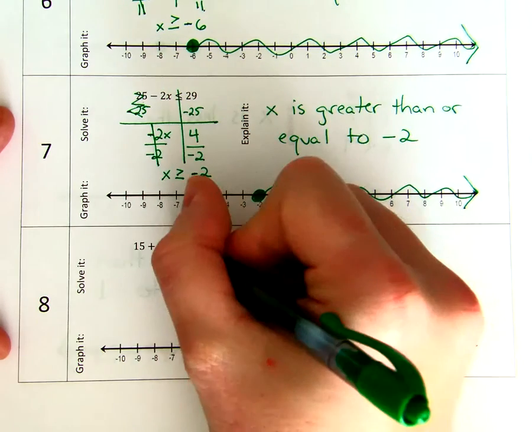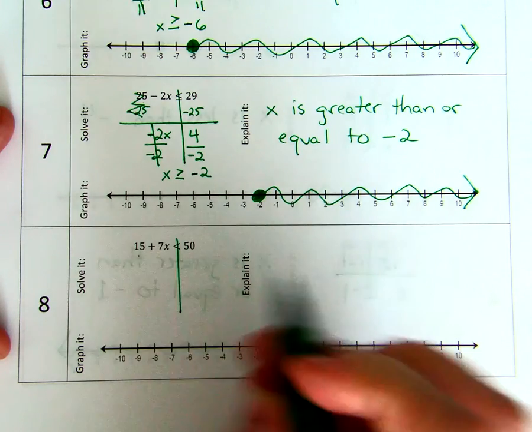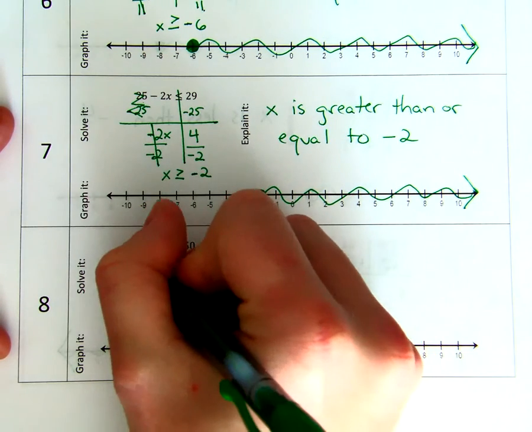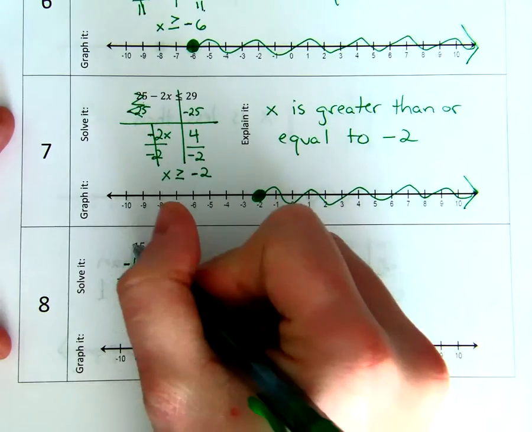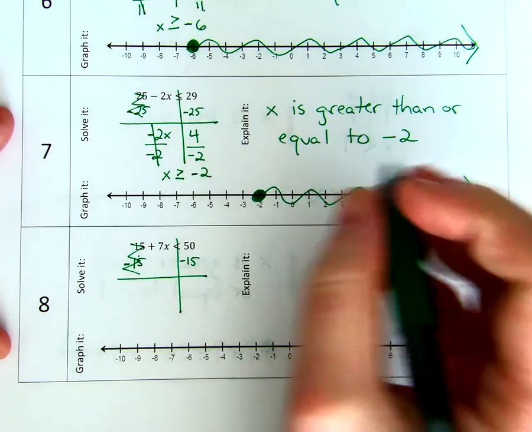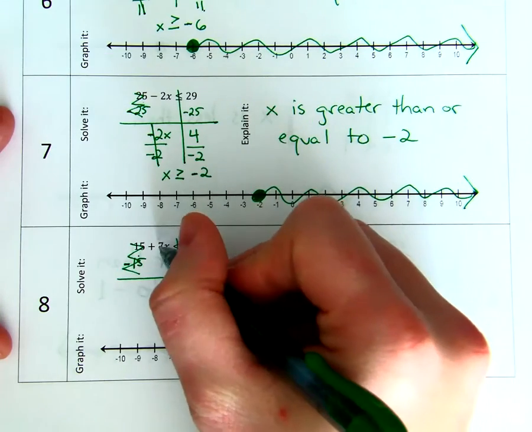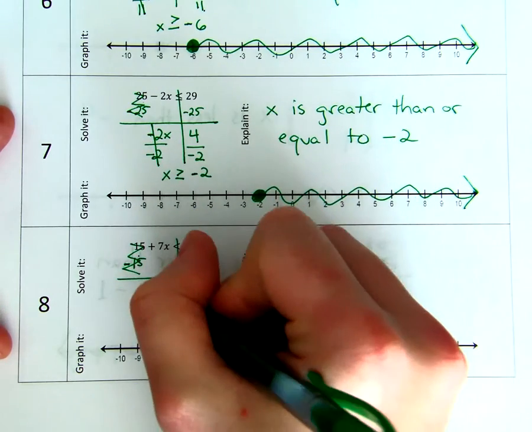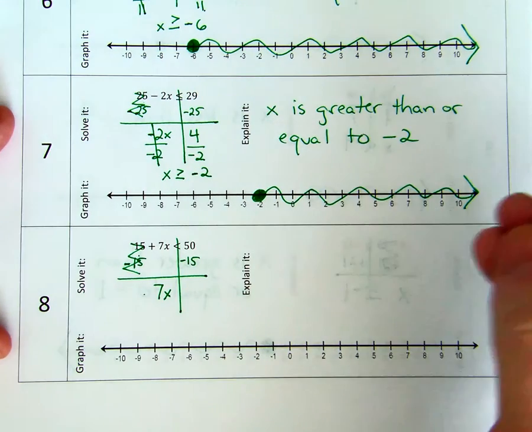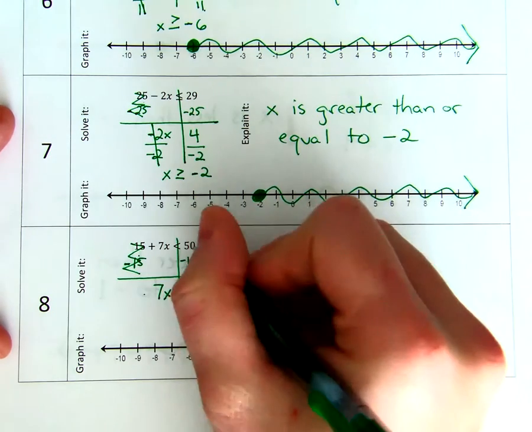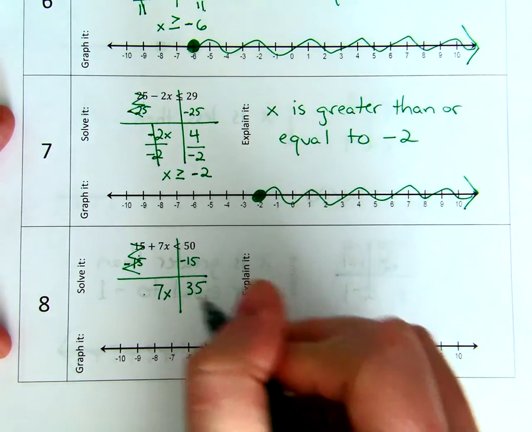The last one, number 8. The 15, again, is positive, so we're going to undo it with a minus 15 to both sides. 15 minus 15 cancels out to 0, so we remove it from the problem. The 7x drops down. It's a positive 7x, so we don't always have to write a plus sign in front of the 7. We just assume it's positive. 50 minus 15 is 35.